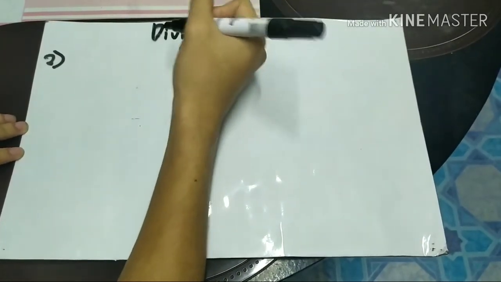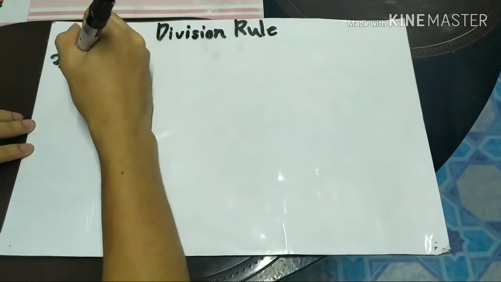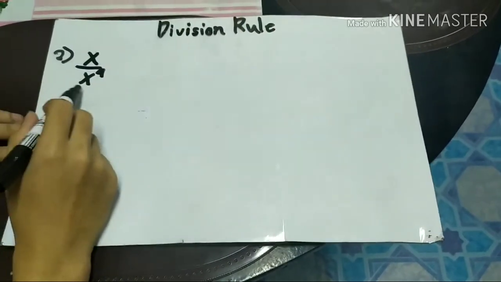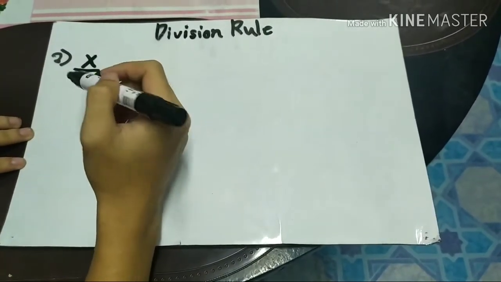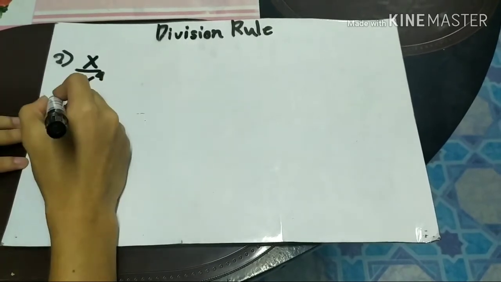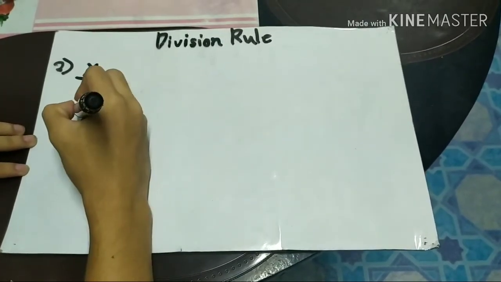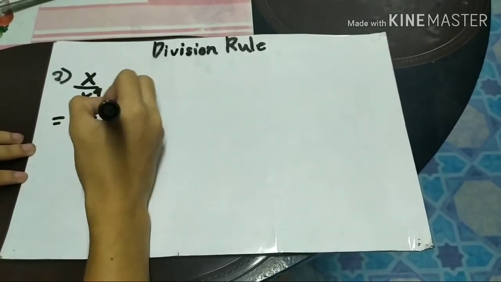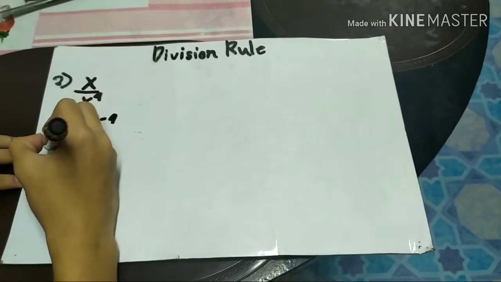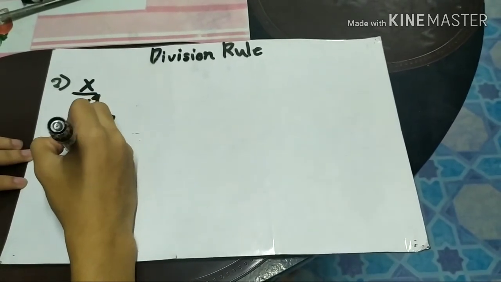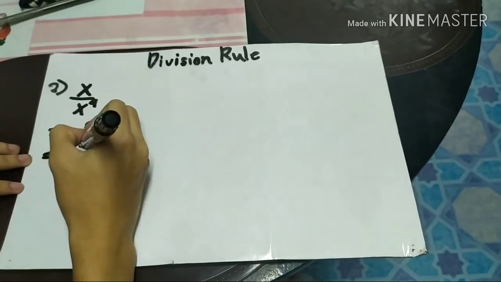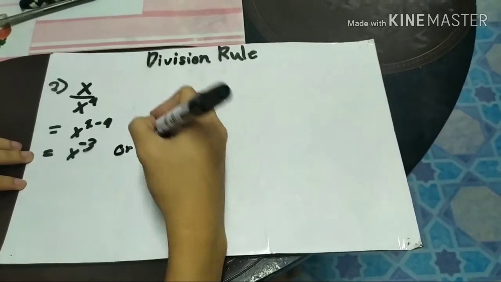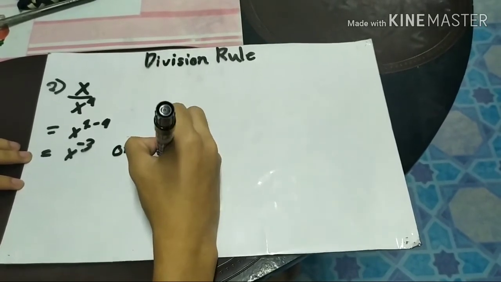Now here is example number 2. x divided by x raised to 4. Now you can see they are the same base, so we can subtract now. Equal x to the power of 1 minus 4, equal x to negative 3, or we can write 1 over x cubed.